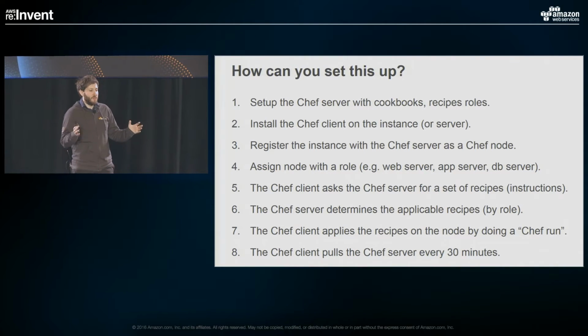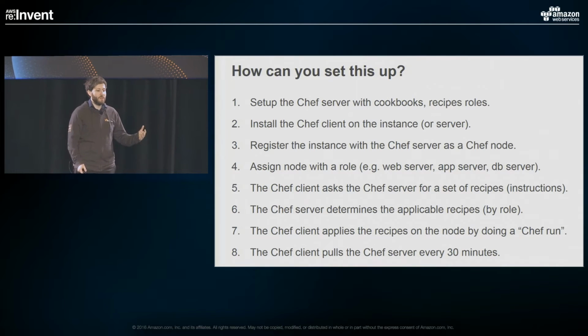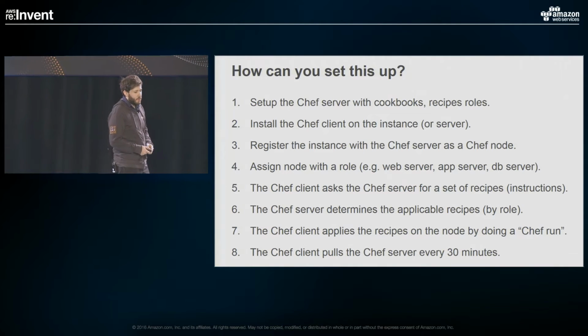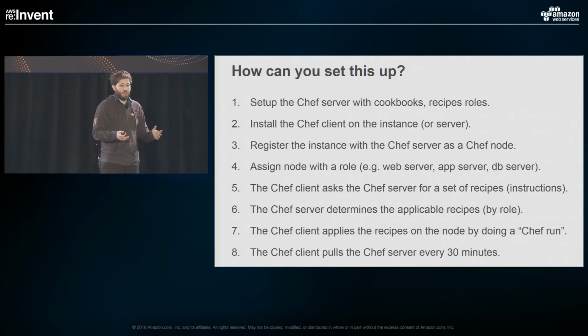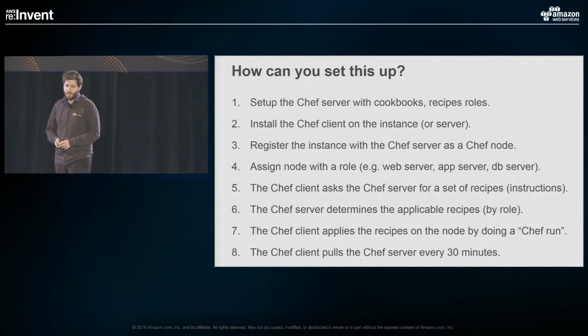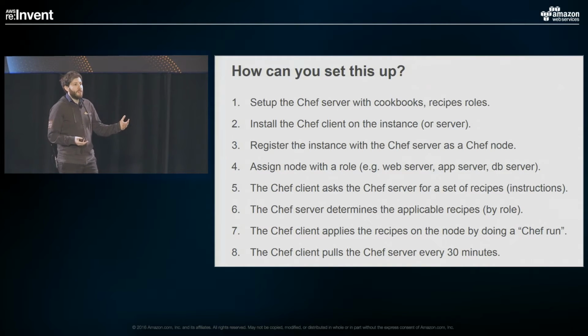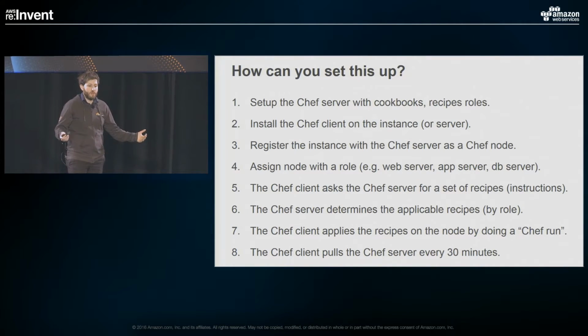So once I have my Chef server set up, I'm going to place some cookbooks and recipes on it and define some roles, and I'll attach those roles to those cookbooks and recipes. I'm going to go ahead to step number 2 and install the Chef client on my instance, EC2 instance, or even a server running in my own data center. After that, I'm going to register that instance with the Chef server as a Chef node.